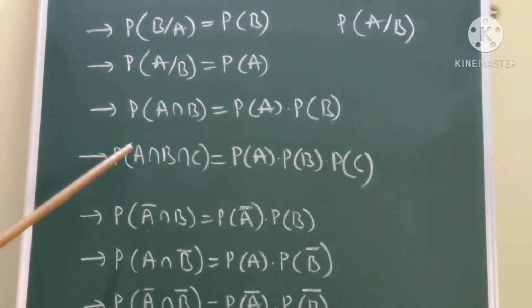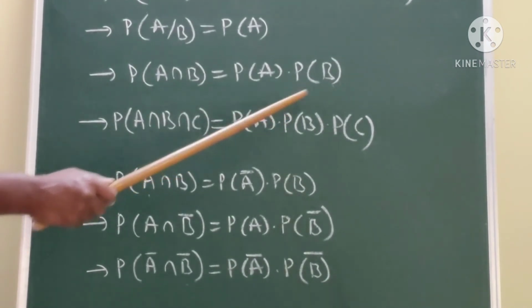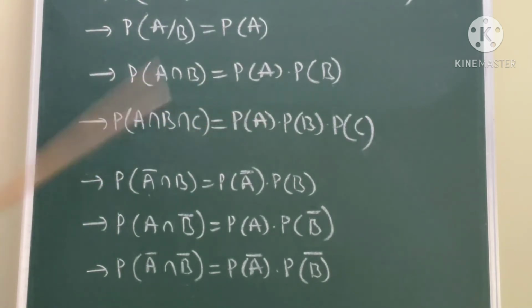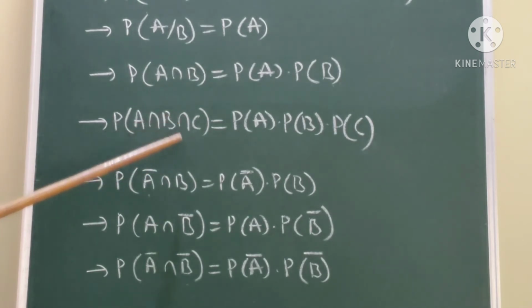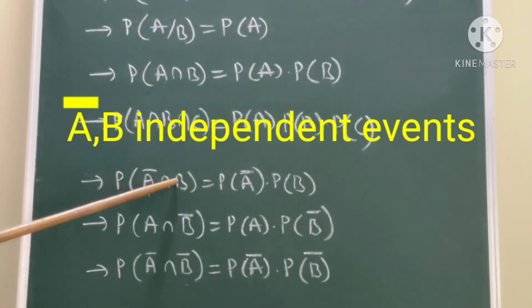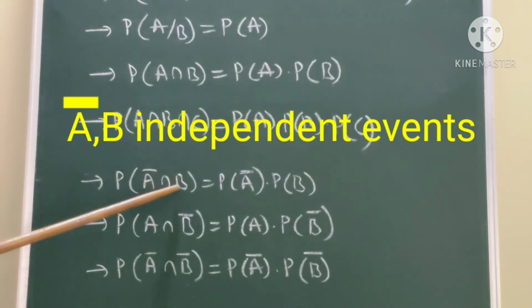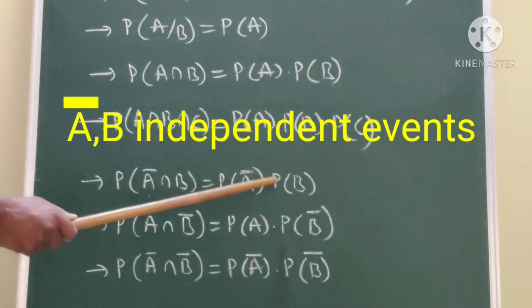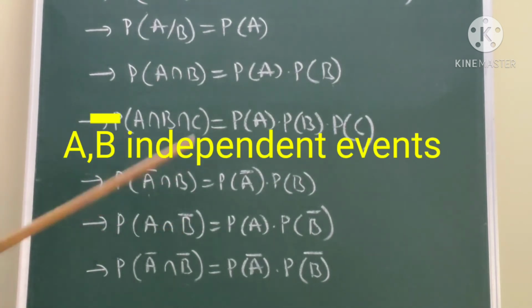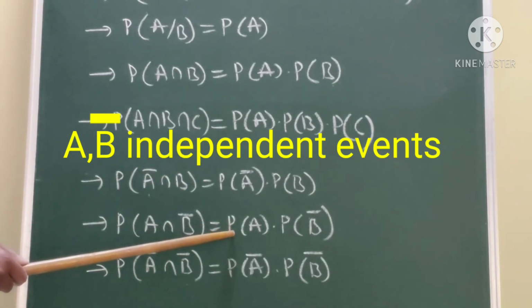Similarly, P of A intersection B intersection C is equal to P of A into P of B into P of C. That means the multiplication rule extends from intersection, and it continues up to n events. Similarly, A bar and B are also independent events, that means P of A bar intersection B is equal to P of A bar into P of B. Similarly, A and B bar are also independent events, that means P of A intersection B bar is equal to P of A into P of B bar.